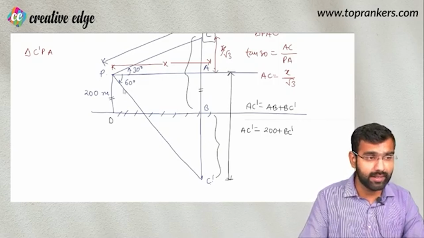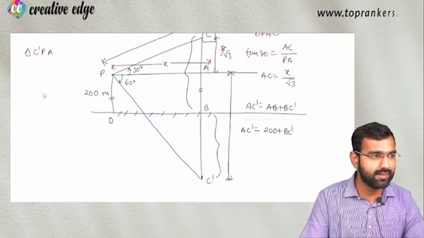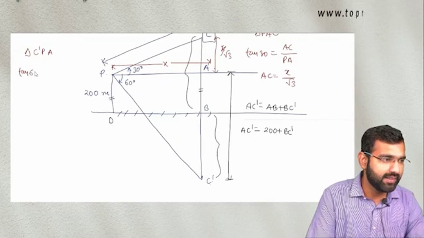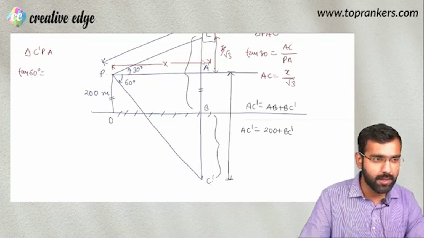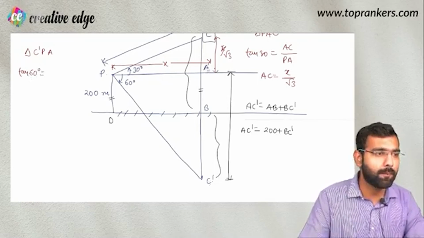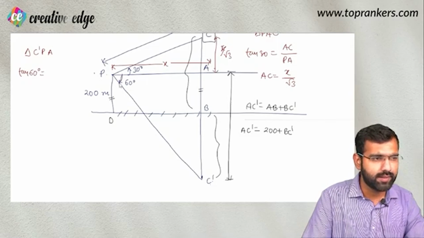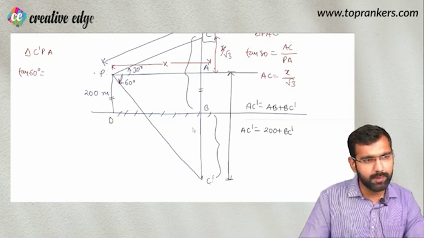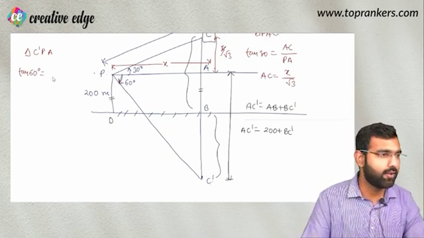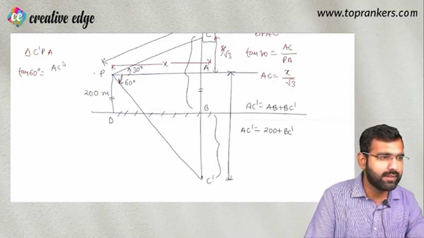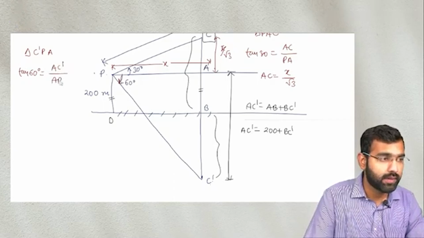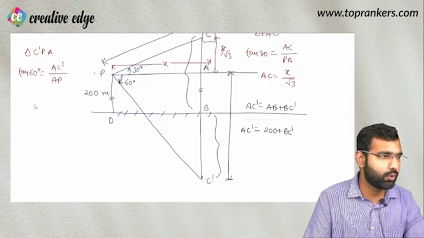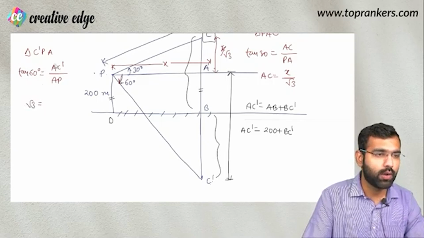So can I say again tan 60 degree? Mind you everyone, tan 60 degree. Can I say tan 60 degree would be nothing but AC dash upon AP? I hope you're realizing that tan 60 angle, perpendicular and base. This is again a right angle triangle, right? So it will be AC dash upon AP. Now tan 60 we all know is going to be under root 3, so this is going to be under root 3. Now what is AC dash?